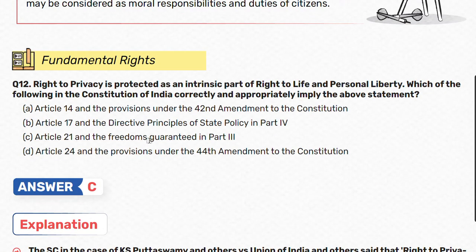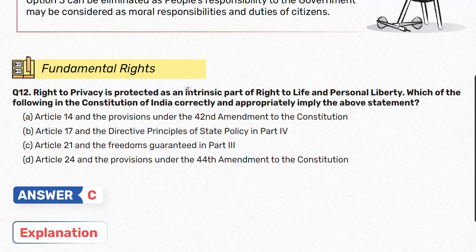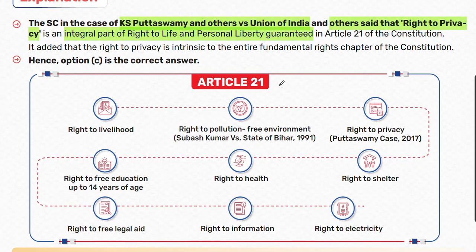Right to privacy is protected. Right to privacy is protected as an intrinsic part of the right to life and which of the articles? The first, Article 21, I told you. So the Supreme Court in the case Puttaswamy and others versus Union of India has said that the right to privacy is an integral part of right to life and personal liberty guaranteed in Article 21. Okay.